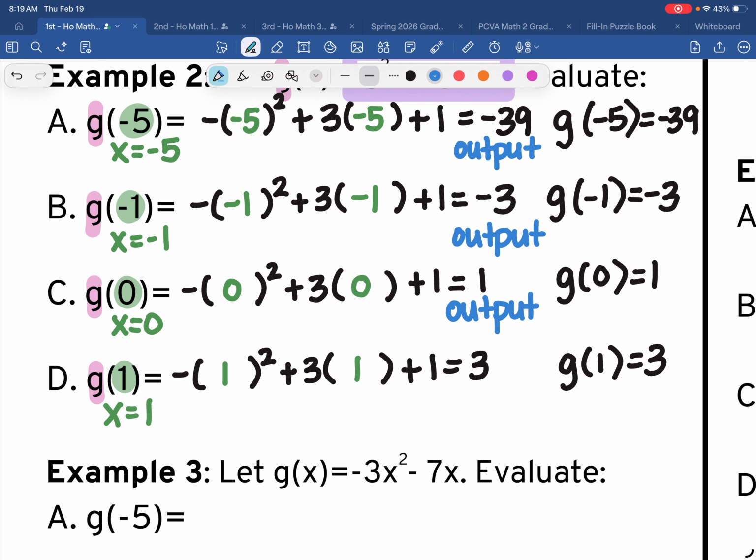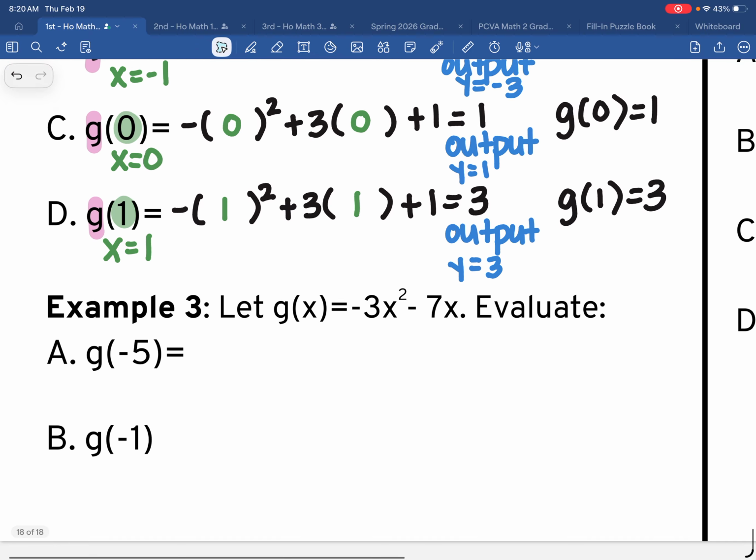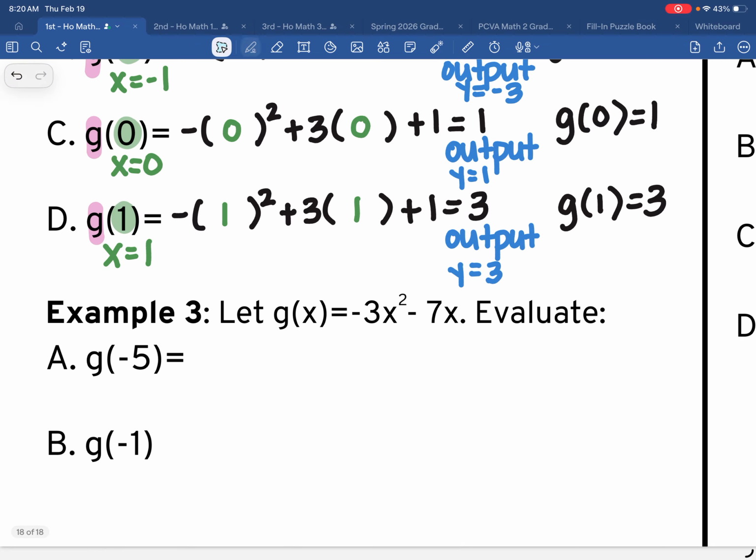Now, just as a reminder, the output is the y value. Okay, so technically this is y equals 3. This is y equals 1. This is y equals negative 3. And this is y equals negative 39. So output is the y value. So make sure that you keep in mind that whatever that number is, if they talk about the y, they're talking about the output.